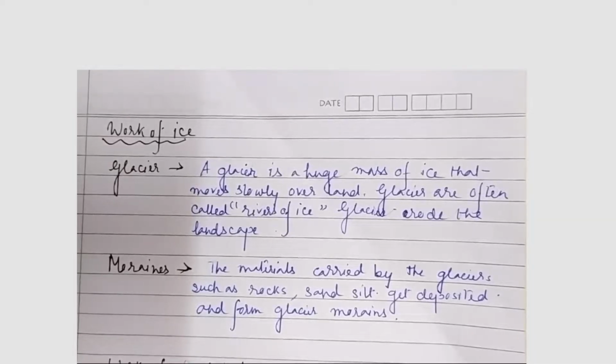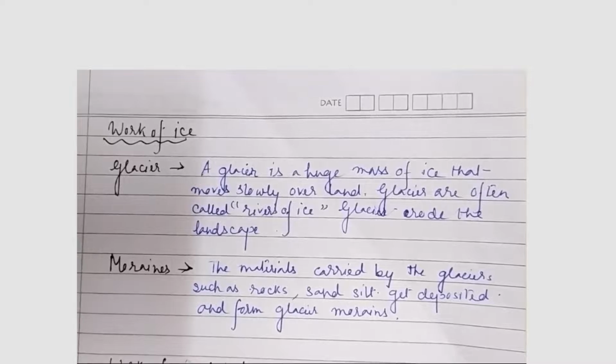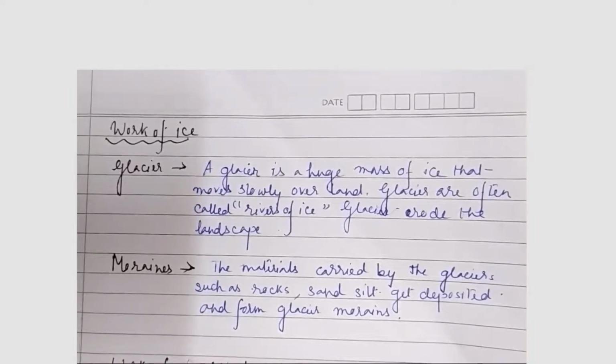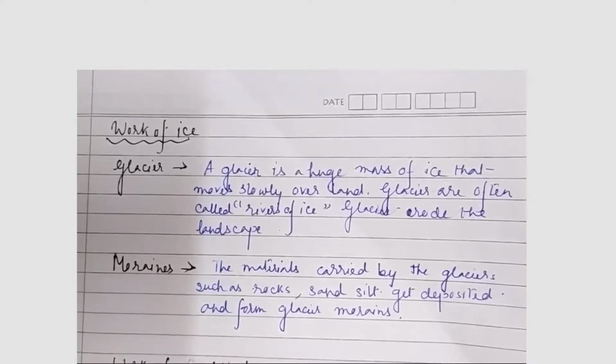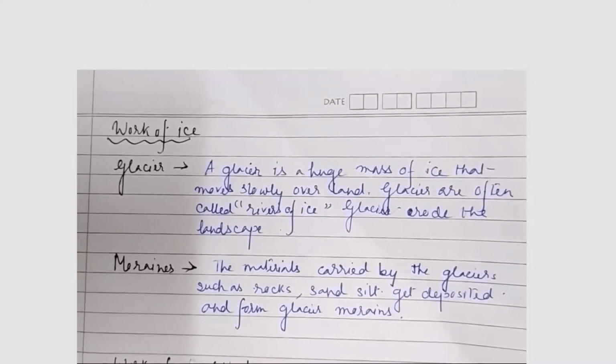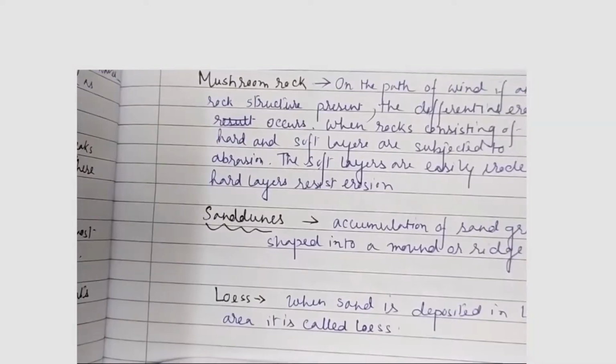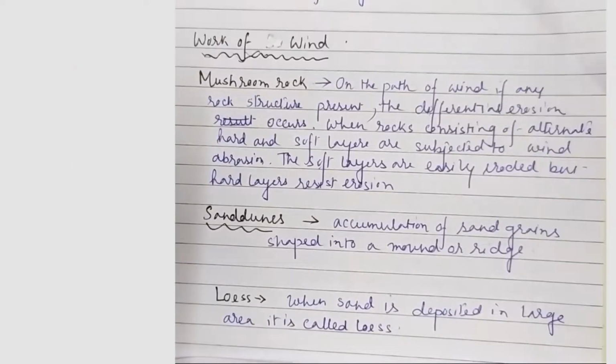The next one, moraines. The material carried by the glaciers such as rock, sand and silt gets deposited and forms glacier moraines. Next topic is work of wind. Now we are going to discuss our last segment of this chapter, and that is work of wind.